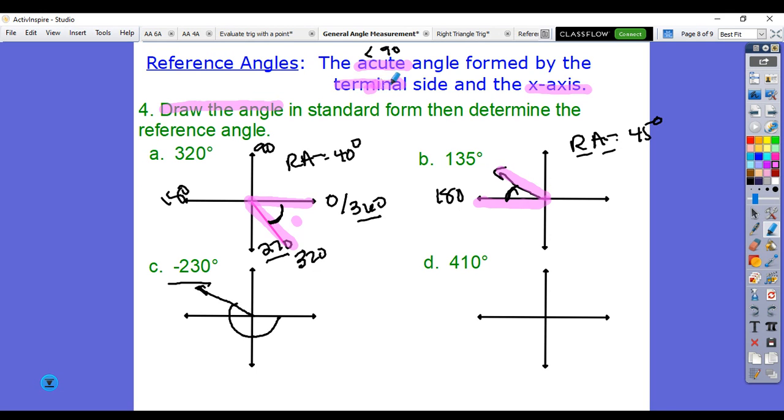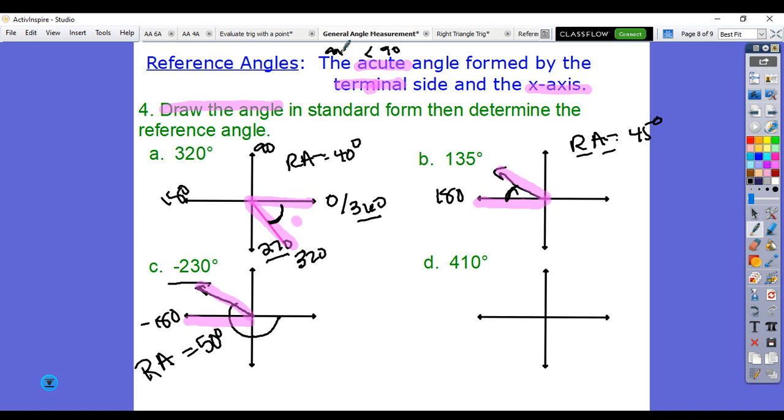Now I want the terminal side. Which part of the x-axis, the positive side or the negative side, creates the acute angle? Going to the left. This is negative 180. This is negative 230. My reference angle, how much is in between? 50 degrees.